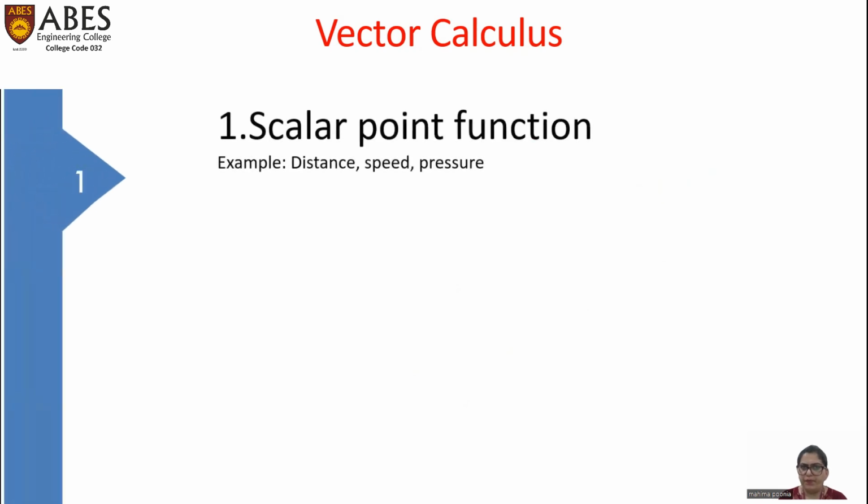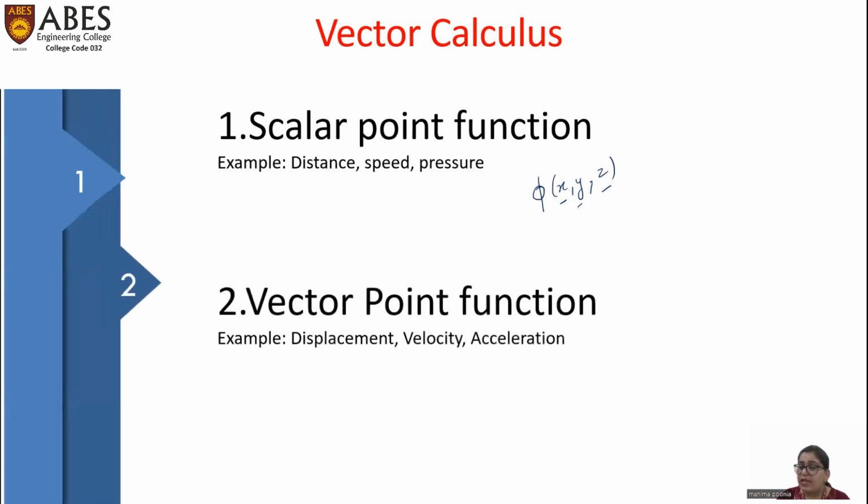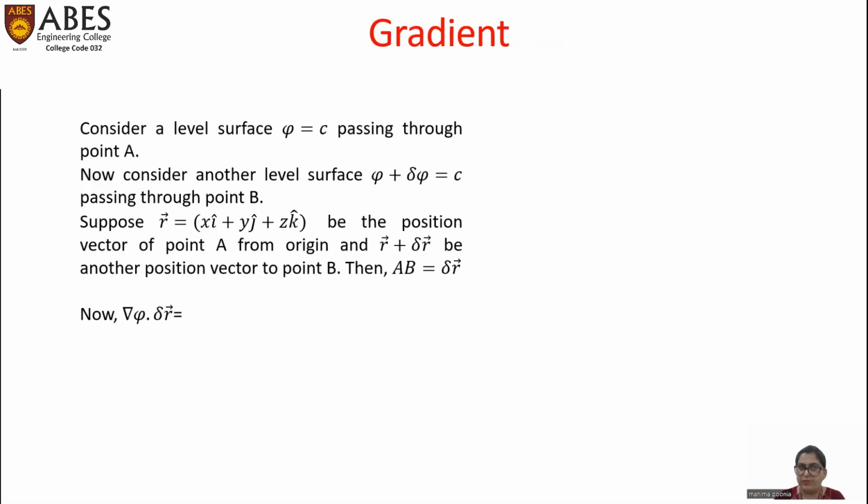Now, what is a scalar point function? For that, let us explain with the help of a function. Let us consider a function phi(x, y, z), where the coordinates x, y and z are not denoting any vector quantity, meaning it is not depending on any direction. Then in that case, this function is your scalar point function. If it denotes some vector quantity or a direction, then it is known as a vector point function.